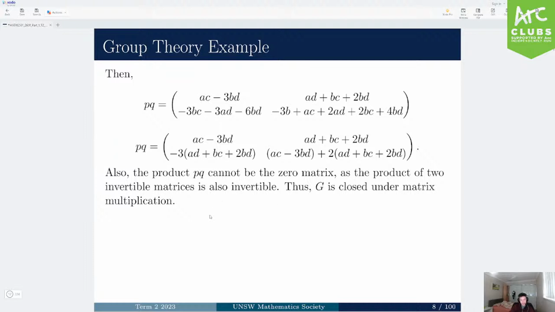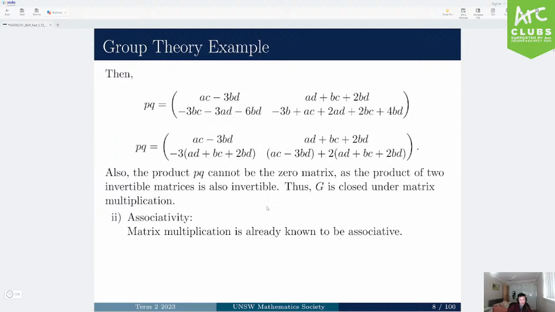Okay. That is the first condition. Now let's look at the second condition. Well, we know matrix multiplication is associative, so we don't have to prove that. Usually, in the exam question, they'll tell you that you can just assume matrix multiplication is associative. Just skip the nitty-gritty proof.